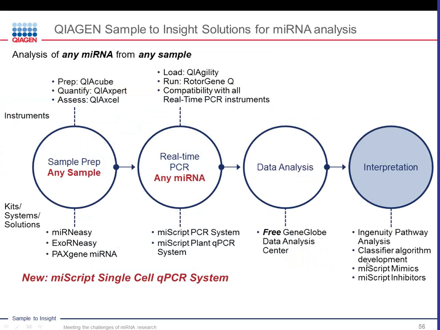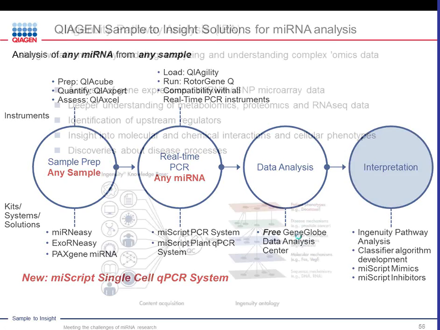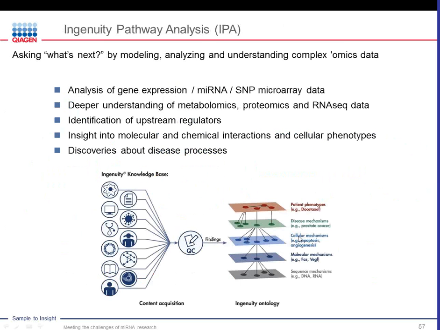So last here, we'll discuss data interpretation. So first off, the Ingenuity pathway analysis available through QIAGEN asks what's next in your data by modeling, analyzing, and understanding complex omics data. This enables the analysis of gene expression, microRNA, SNP, and SNP microarray data, as well as qPCR and next-generation sequencing data as well. And what it enables is a deeper understanding of metabolomics, proteomics, and RNA-seq data.